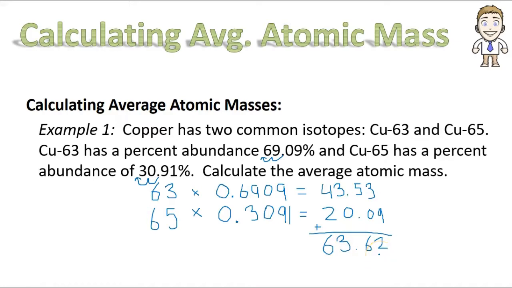2 things to notice here. First one, the average is 63.6. Notice how it's closer to the mass of 63. And that's because most of the copper atoms, 70% of them about, had the mass of 63. So your final answer should be closest to the most abundant isotope. It's a good way to check your work. The other perfect way to check your work really is go to a periodic table and check the mass for copper. It should be pretty close to 63.62 that you just calculated.